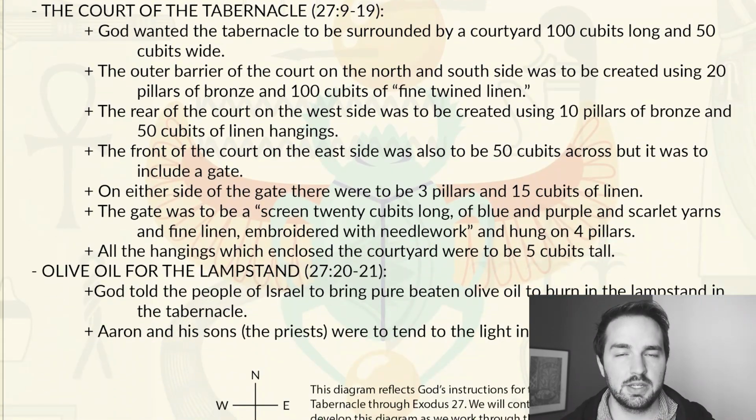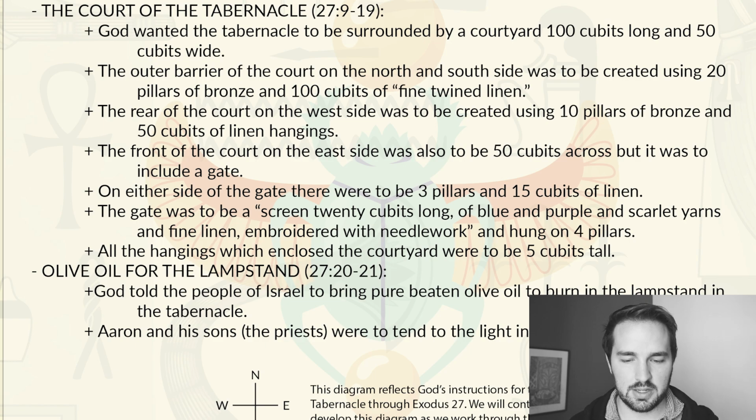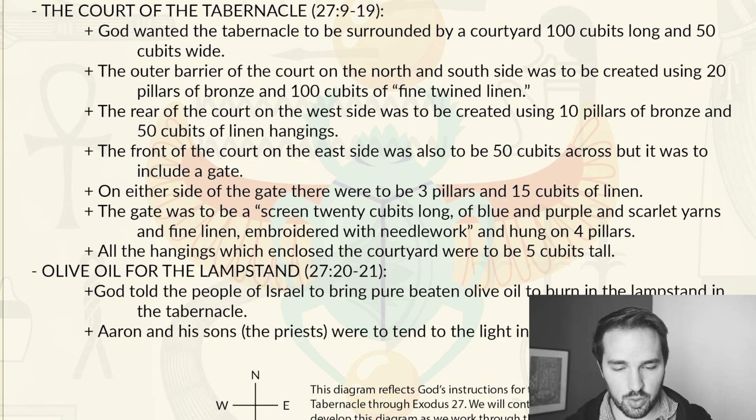In verses 9 through 19, we discuss the court of the tabernacle. So God wanted the tabernacle tent to be surrounded by a courtyard that was 100 cubits long and 50 cubits wide. If you don't remember, a cubit is about 1.5 feet or half a meter. The outer barrier of the court on the north and on the south side was to be created using 20 pillars of bronze and then 100 cubits of fine twined linen. The rear of the court on the west side was to be created using 10 pillars of bronze and 50 cubits of linen hangings.